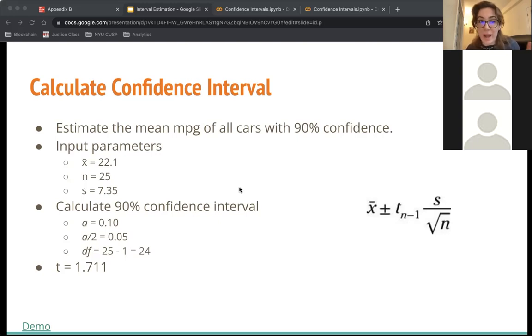In this case, our alpha value is 0.1 because we're taking just the area in one side, and then we divide that by 2 to get both sides. So our alpha value is 0.05, which is what we'll use with that t-table. And we have that t value that we just calculated from the t-table, but I'll also show you in Python how we have that function as well. First we'll run through an example from the textbook, and then we'll take a bit of a detour to explore this further. Can you just show us the 1.711 on the t-table again, please?